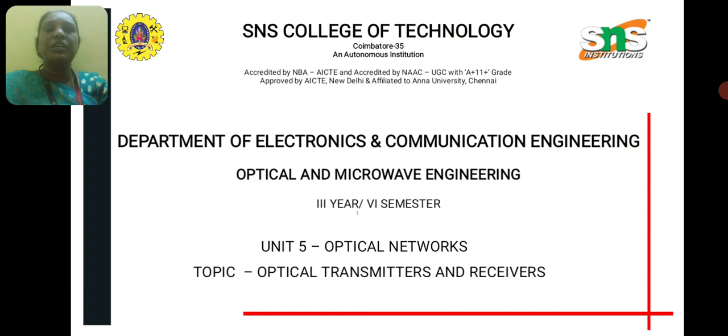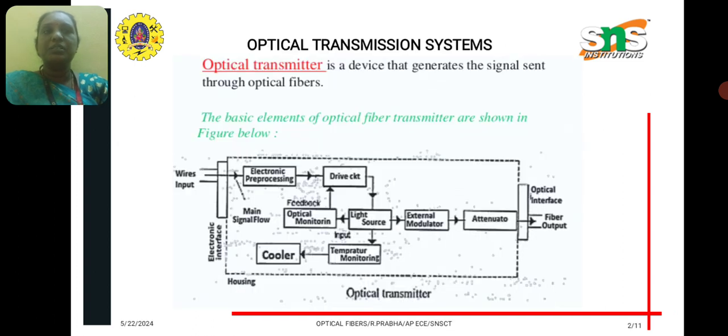In this video, we are going to discuss the topic Optical Transmitters and Receivers for the unit Optical Networks. First we are going to see the optical transmission systems. The optical transmitter is a device that generates the signal which will be transmitted through optical fibers.